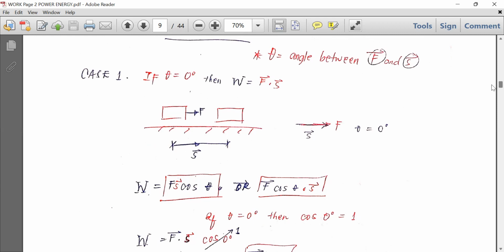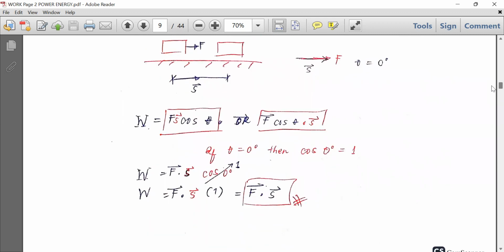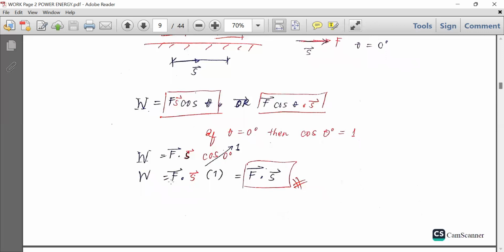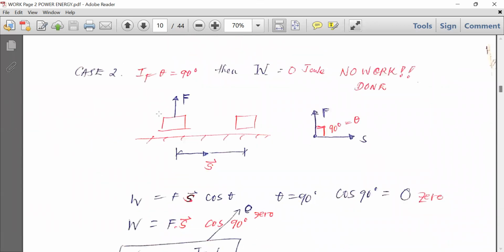How about in case 2? Before we discuss case 2, you see work is equal to Fs, and there is positive work done in this case. If they are in the same direction, there is positive work done on the object. Now, case 2: how about if you're given the situation where the force is perpendicular, or 90 degrees, to the displacement? This one is to the right, this one is upwards. So 90 degrees. So work is equal to Fs cosine theta.